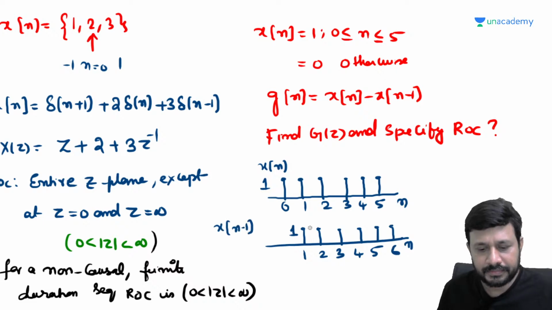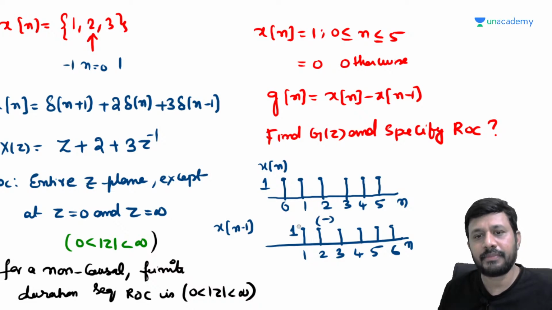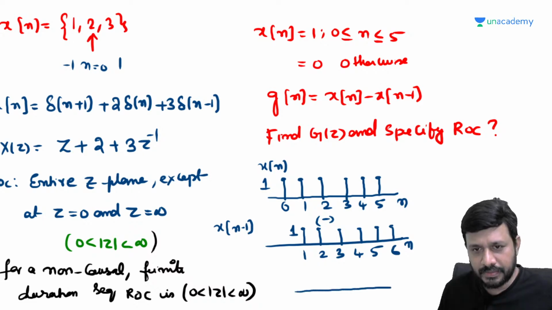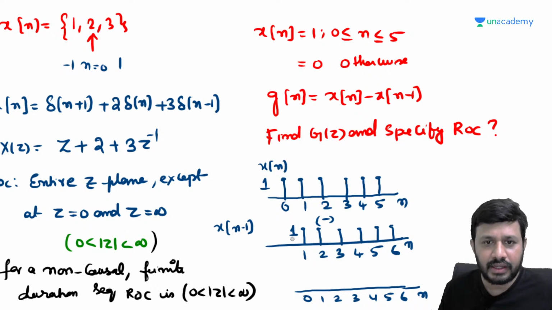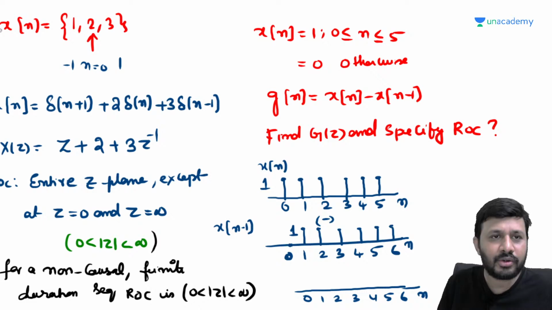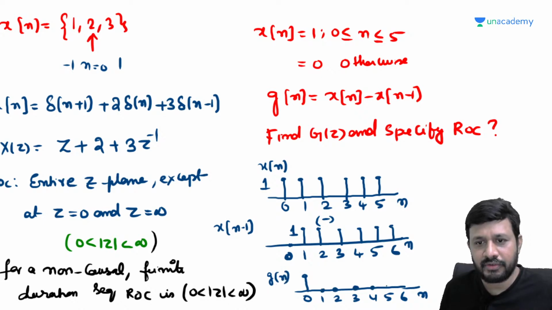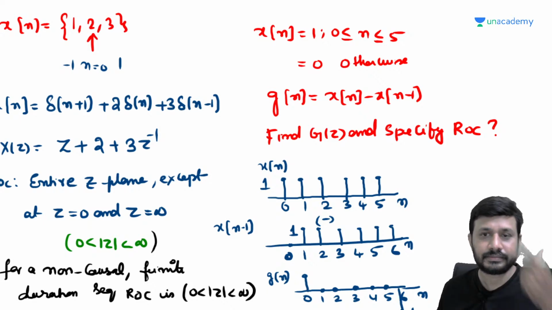X of n minus 1. Now subtract the bottom signal from the top signal so that you will get g of n. So what happens? 0, 1, 2, 3, 4, 5, 6. At 0, x of n is 1, x of n minus 1 is 0. X of n minus 1 is not defined at 0, so it can be taken to be 0. So 1. At 1, 0, at 2, 0, 3, 0, 4, 0, 5, 0, at 6, minus 1.